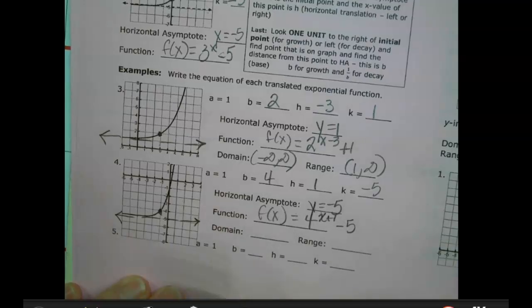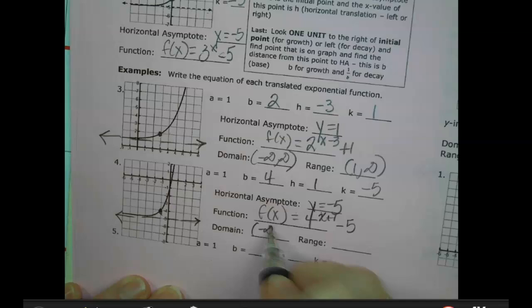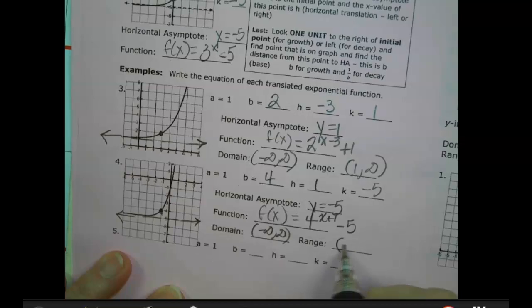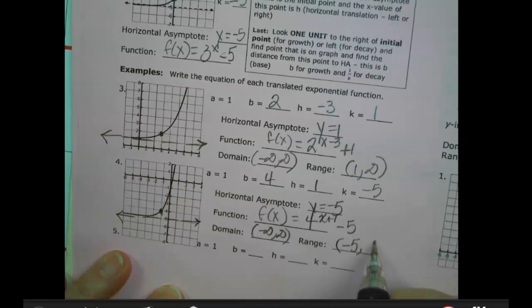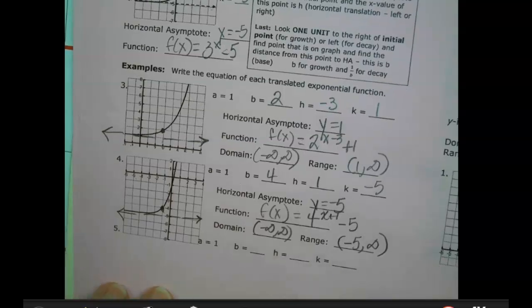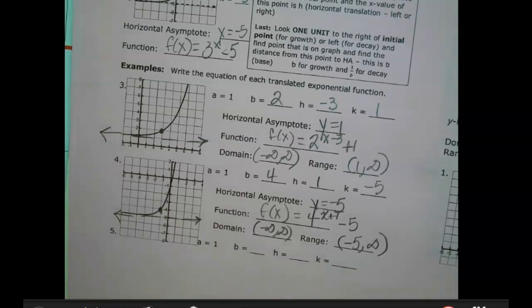My domain, left to right, is negative infinity to infinity, and my range is bottom to top. It always uses my k, which is going to be negative 5 to infinity. And notice the negative 5 gets a parenthesis because we can't touch the asymptote.